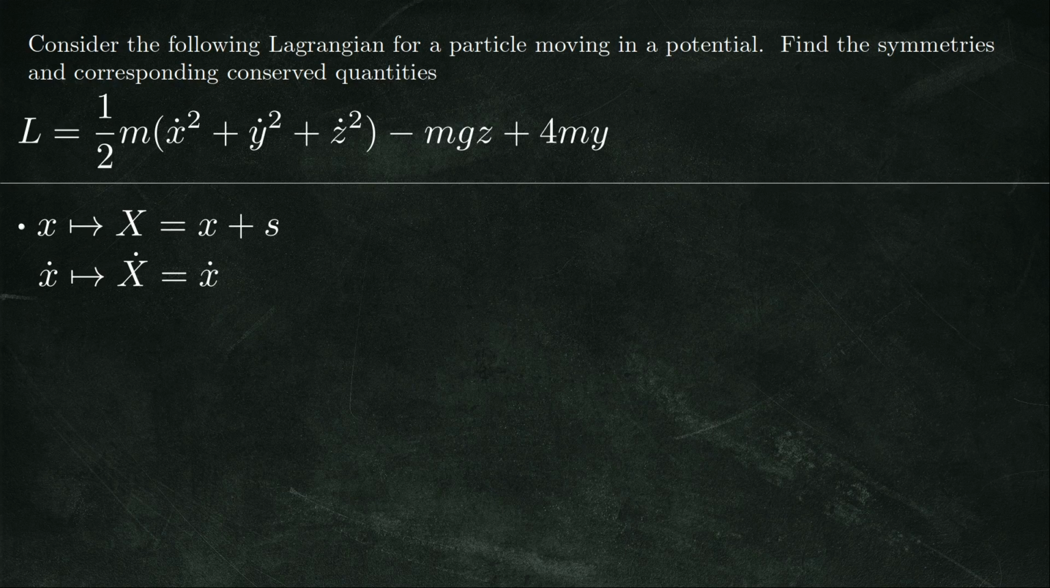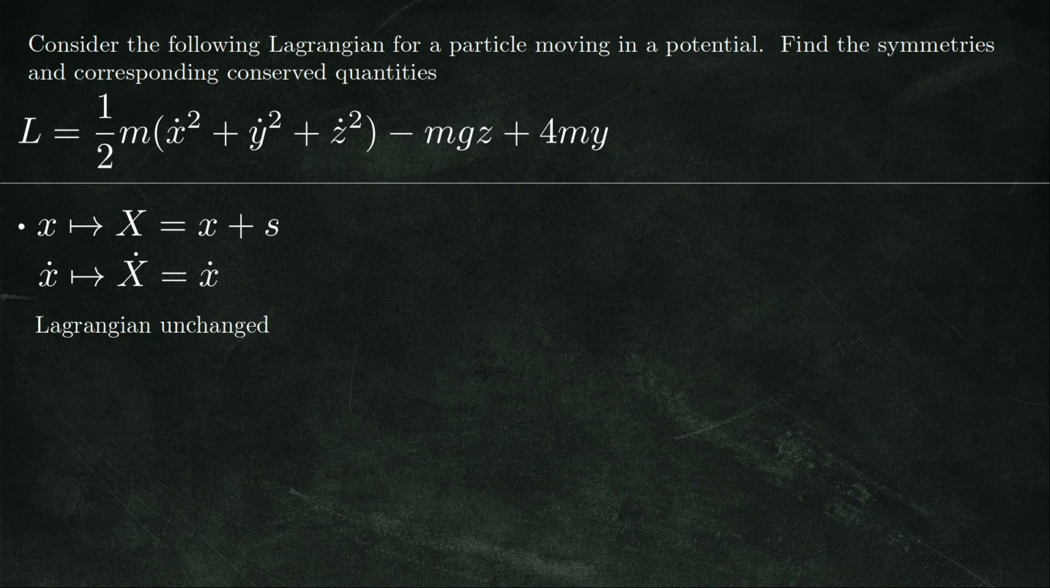And if we were to substitute this into the Lagrangian, then nothing would change. We'd just be replacing x dot with x dot. So nothing has changed. The Lagrangian is unchanged. Therefore, the derivative with respect to s must be 0, because there's no s in it at all, and therefore this is a symmetry.